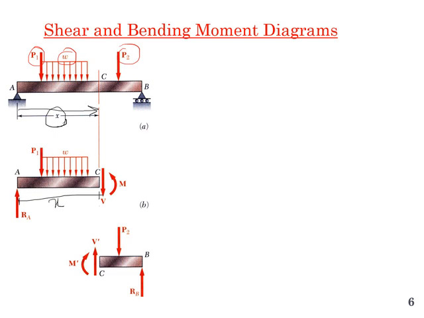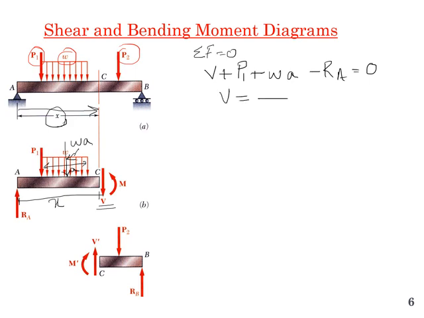Now in order to find this shear force V, we will take sum of forces equal to zero, and if we write that, V will be positive. Now we have P1 that is also acting in the downward direction, so we will take positive P1, and this distributed load we will convert into a concentrated one. This will become wa. Let's consider that this is a, so this distributed load we will convert into a point load, and that will be wa, and again it will be acting in the downward direction, so plus wa, and RA is acting upward, so minus RA is equal to zero. Now when we solve it, we will get the value of V, that is our shear force.